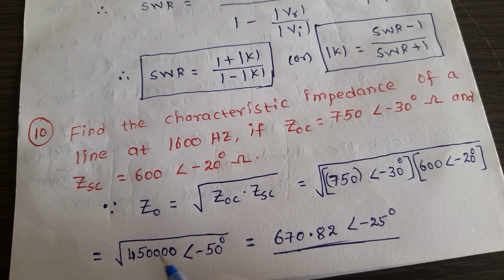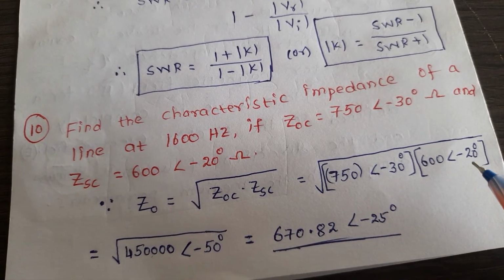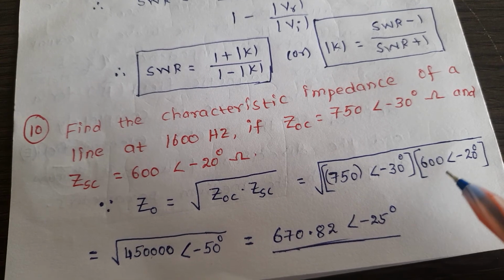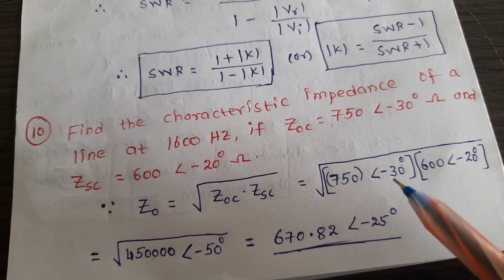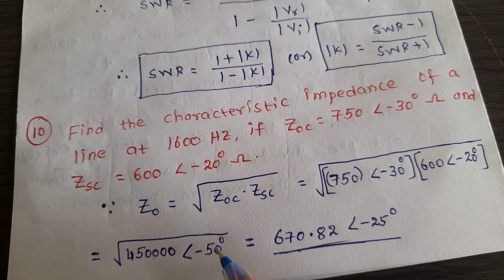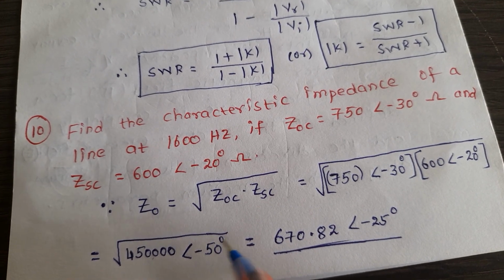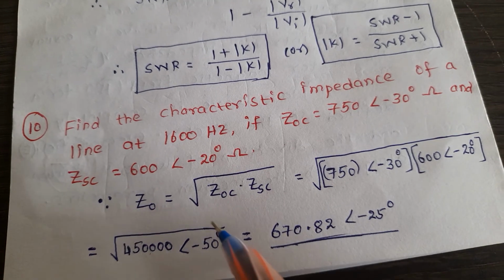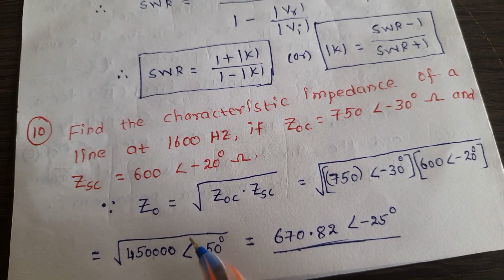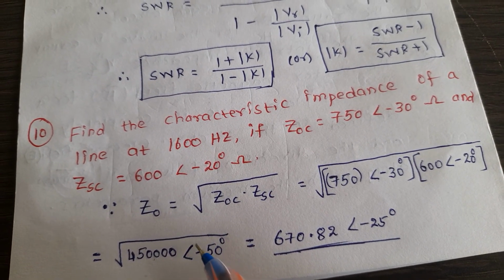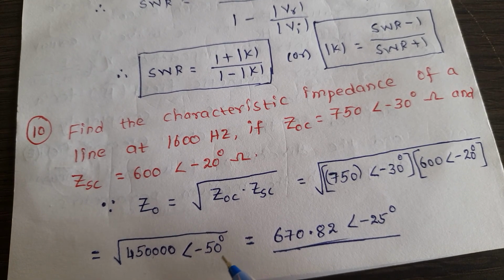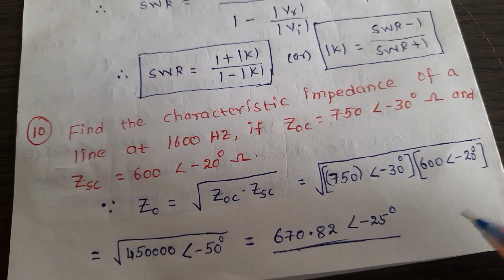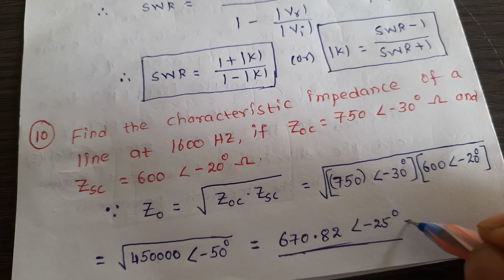Then 750 into 600 becomes 450,000, sorry students, 450,000. Since the two are angles, we have to add: minus 30 minus 20 is minus 50. Then 450,000 under the root is 670.82. To find the angle under the root, simply divide by 2. Minus 50 divided by 2 becomes minus 25. I forgot the units, ohms.